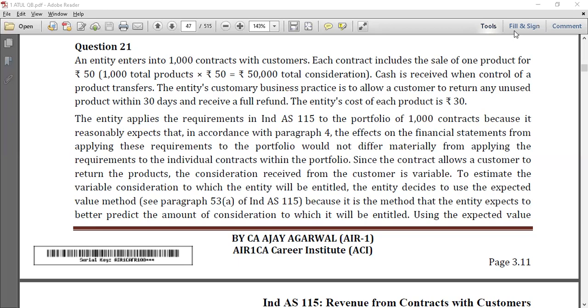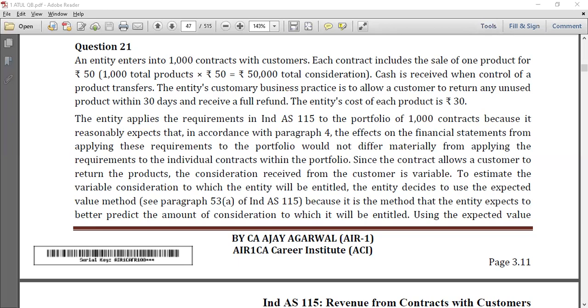So here the entity estimates that the cost of recovering the products will be immaterial and expects that the returned products can be sold at a profit. So now determine the amount of revenue, refund liability, and the asset that is to be recognized by the entity for the set of contracts. So what is the amount of revenue, refund liability? So just now we discussed. So first you have to write the entity should consider the requirements of Ind AS 115, that is revenue from contracts with customers.